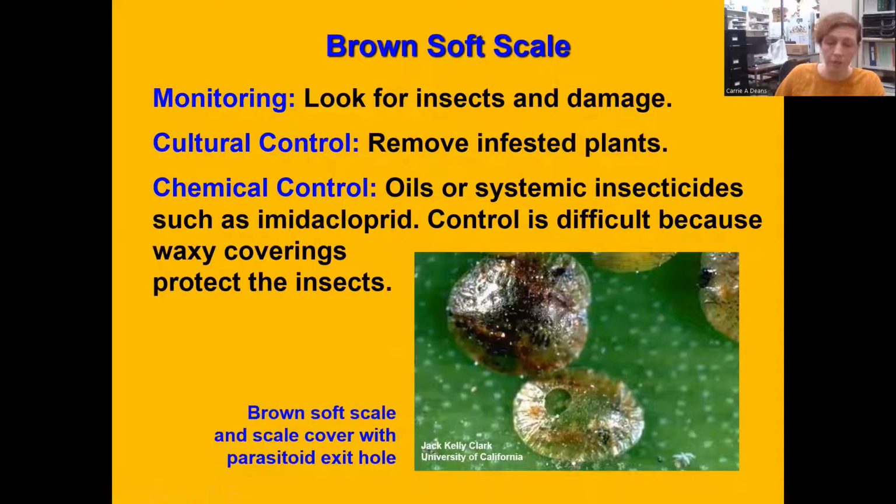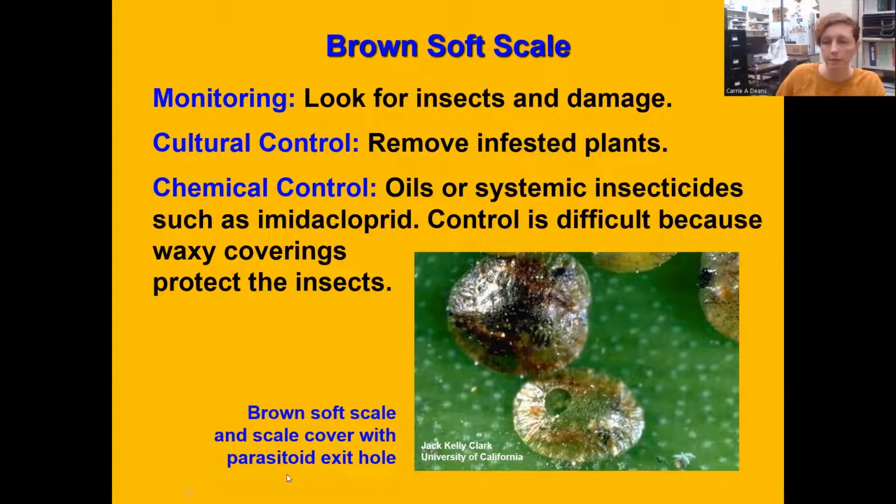The best way to monitor for brown soft scale is to just look for the scale insects or to look for the damage. As we talked about, you can use cultural control methods to just remove infested plants. So things like sanitation, pruning any branches or leaves that are infested, or just getting rid of individual plants if that's possible to prevent the spread. Otherwise, you can use oils and systemic insecticides such as imidacloprid can be used for soft scales. But anything that's dependent on the chemical actually coming in contact with the insect is going to be problematic because of these coverings that they have.